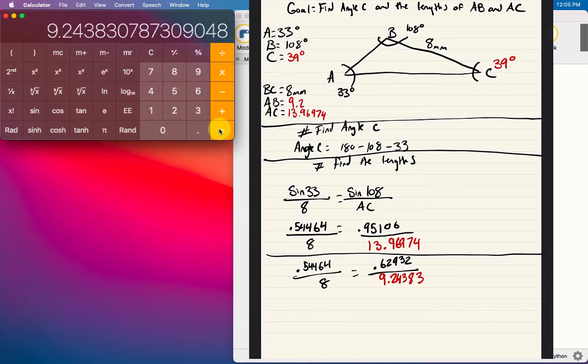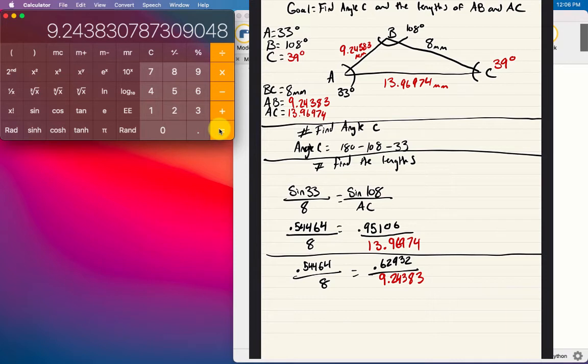So now we know that. We'll put that up here. Awesome. So if we go look at our triangle now, we know AC is 13.96974 millimeters, and we know that AB is 9.24383 millimeters. And we have solved this problem.